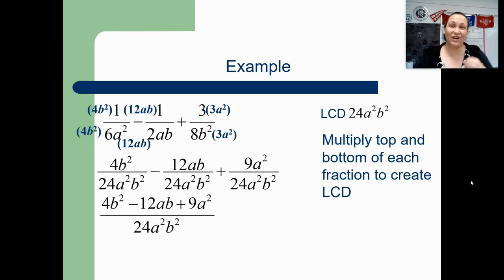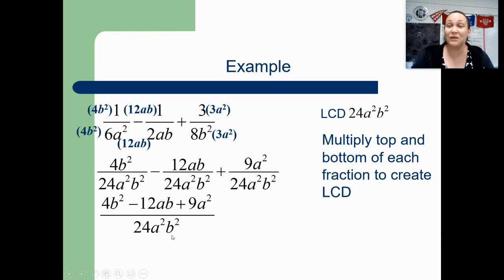So once you get a common denominator, it stays the same for the rest of the problem. We do not change the denominator once it becomes a common denominator. We do add or subtract the numerators.